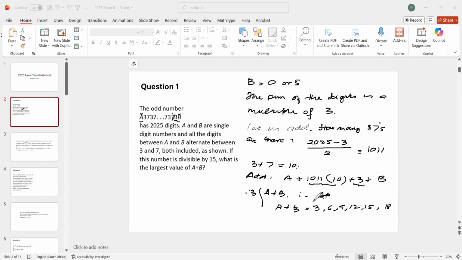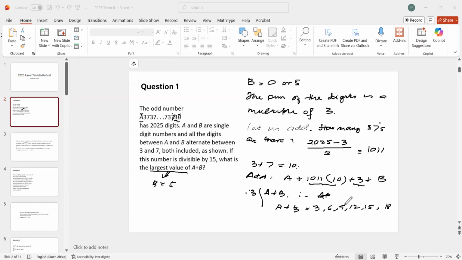Now, you want the largest value of A plus B. You might be tempted to say it is 18. But one has to be a little bit careful because we know that B is either 0 or 5. So if you want the largest sum, A plus B, you'll have to make B equal to 5. If B is 0, that wouldn't give you the largest sum, obviously. So this implies that B is equal to 5.